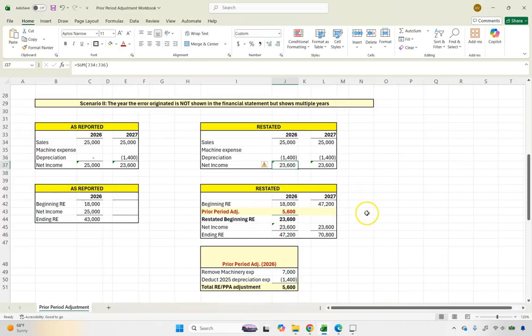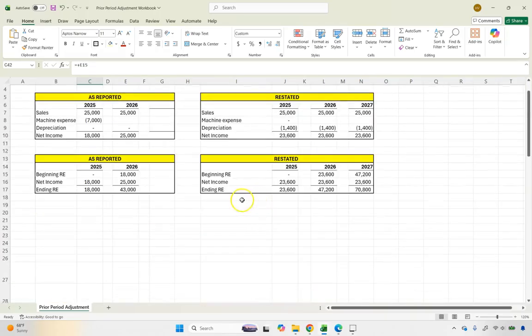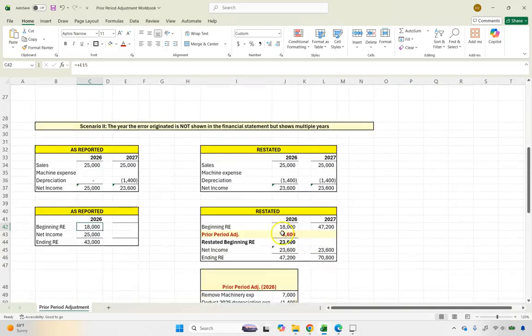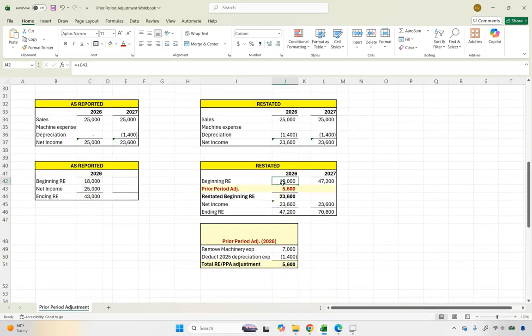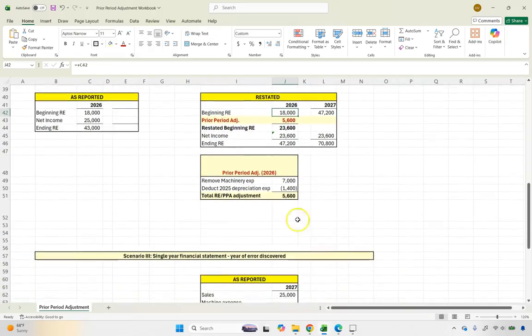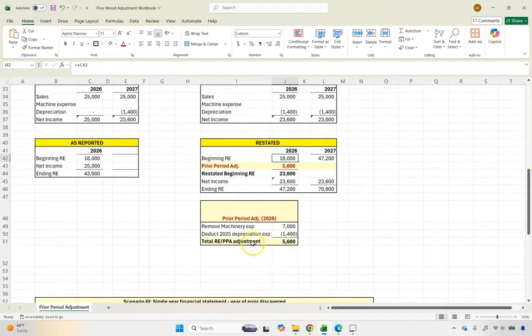Now, this is where your prior period adjustment comes in. Your beginning retained earnings for 2026 is going to be the same as it was reported last year. It's the ending retained earnings from the prior year, which even though it's not shown in the financial statements, we know our ending retained earnings for 2025 was $18,000. So that has to be our beginning. Now we need to adjust our beginning retained earnings for 2026 with what's called the prior period adjustment. And let's go here to see how it's calculated.